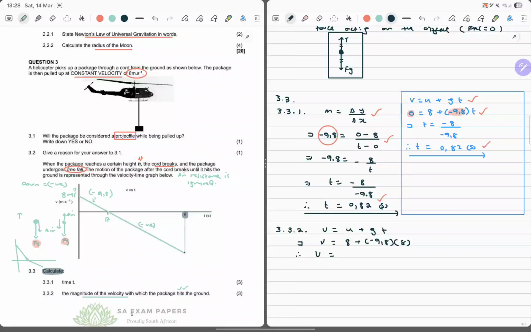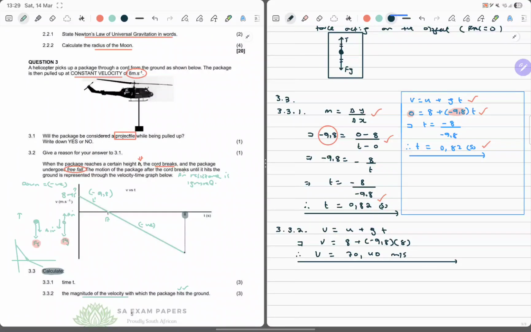So this gives us the velocity to be 70,40. Remember, we're told 2 decimal places. You must add the 0 because the answer says 70,4. Add an extra digit. Otherwise, you lose a mark. Meters per second. At the same time, you do not present negative answers.